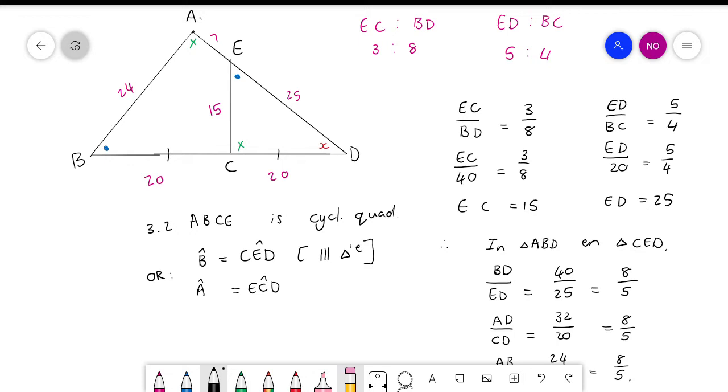No. D isn't, it's not in the thing that we want to prove is a cyclic quad.